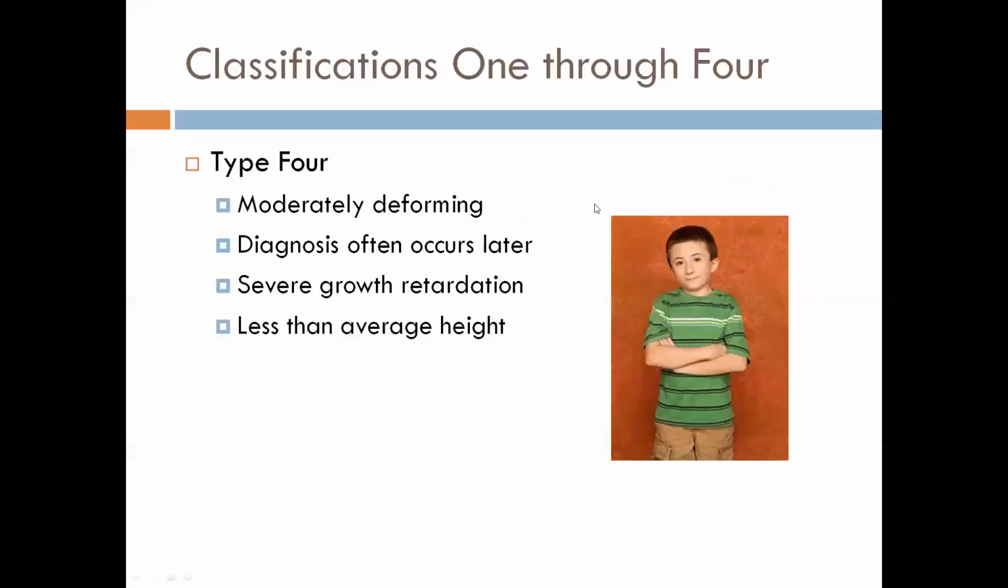And then type 4, this is moderately deforming. This one, usually the diagnosis occurs later. Sometimes these students or children don't even experience the first fracture until they're walking. So it can go unnoticed until they begin the steps of walking. It's accompanied with severe growth retardation, and they have less than average height. That picture there is of the actor Atticus Shaffer. He's on the television show The Middle, and he actually has type 4 osteogenesis imperfecta. His mother had type 1, and he ended up with type 4.